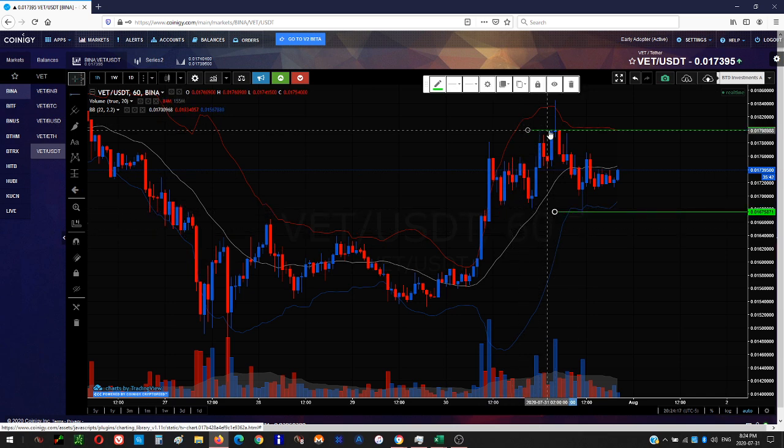So I know that that's my zone. And again, do I really need to know it's 0.017996 and not 0.01804? I don't think so. So that's how I would convert between the Bitcoin and the US dollar chart.